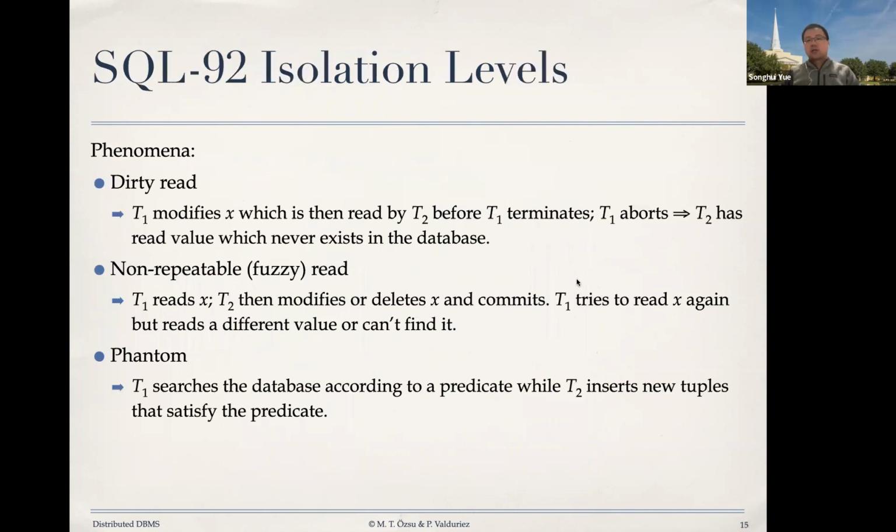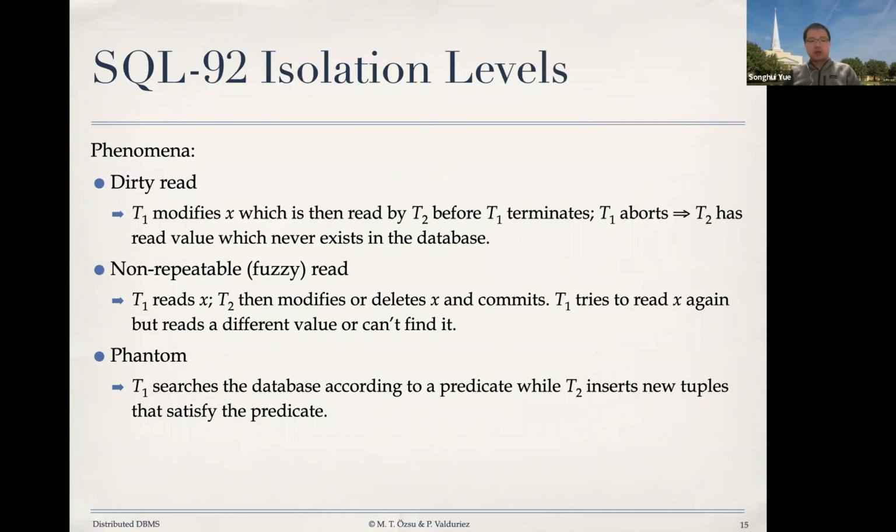All right. There are also some isolation levels. So there could be some different phenomena. The dirty read means that some transaction, here T1, modifies X, which is then read by T2 before T1 terminates. T1 aborts, and T2 has a read value which never existed in the database, right? So that's a dirty read.